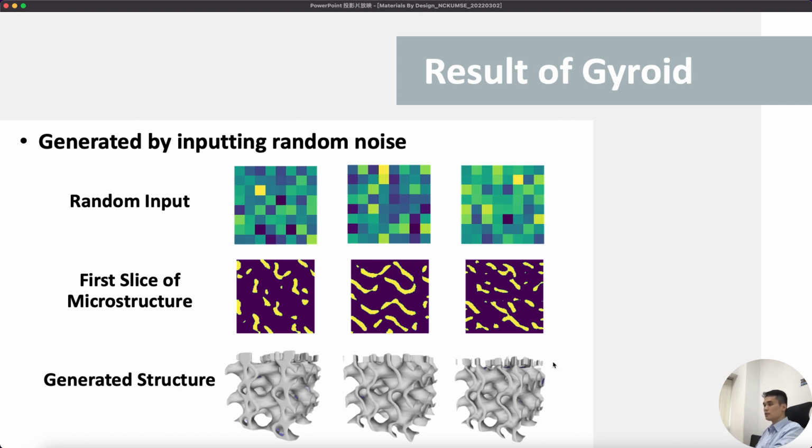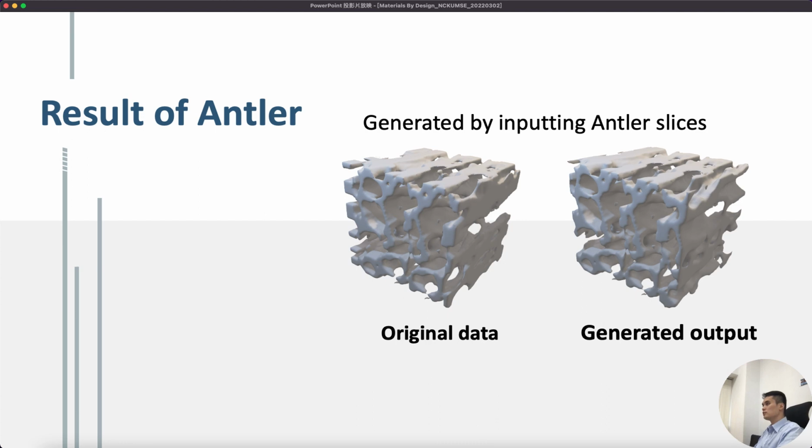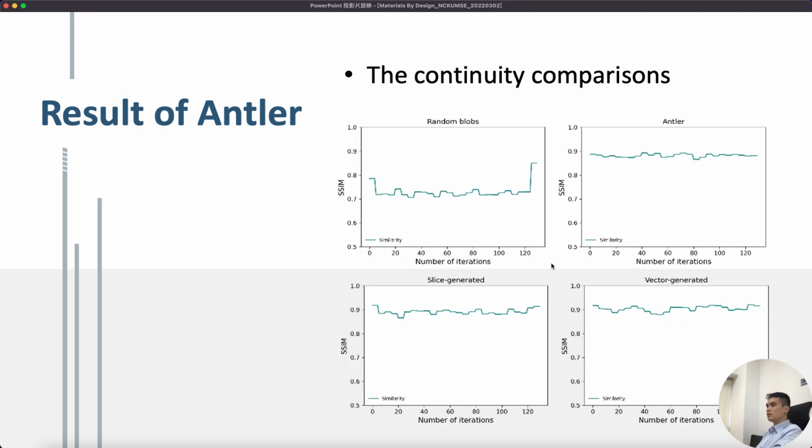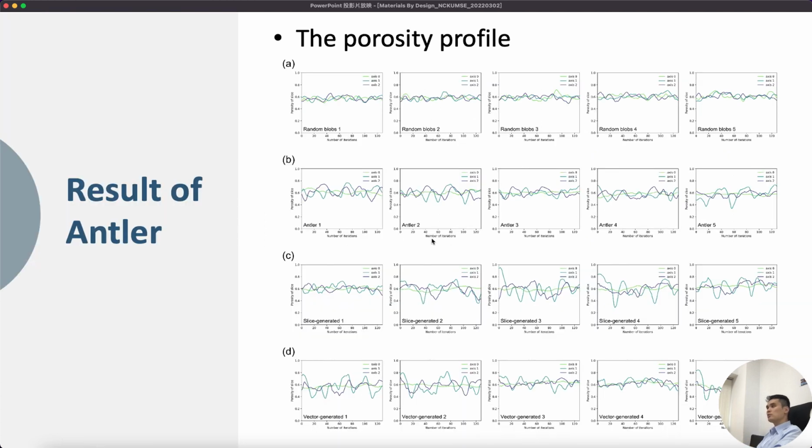The gyroid will have more variations from this model. After we check the results from the gyroid, we shift gears to synthesize real biomaterial. For example, we use antler as an example. As you can see, the continuity from random blob and antler, you can have a slice-generated antler and a vector-generated antler. They show a similar trend. The similarity is pretty close to the real one, and the porosity profile here shows the same trends.